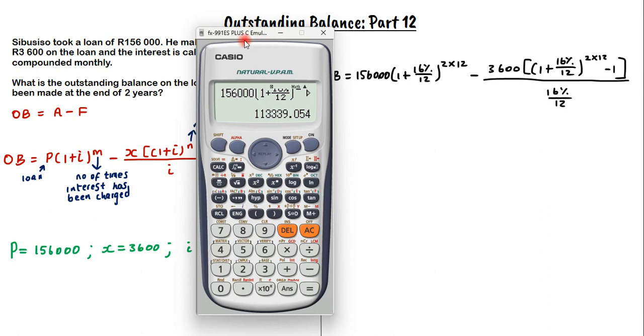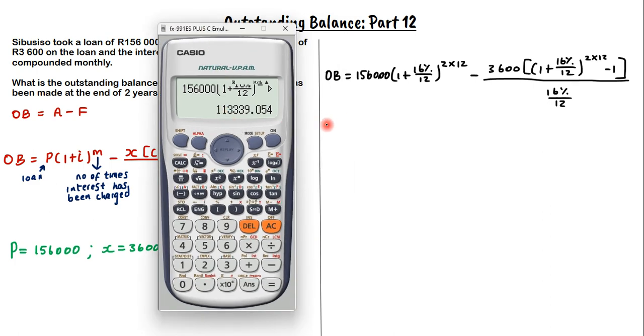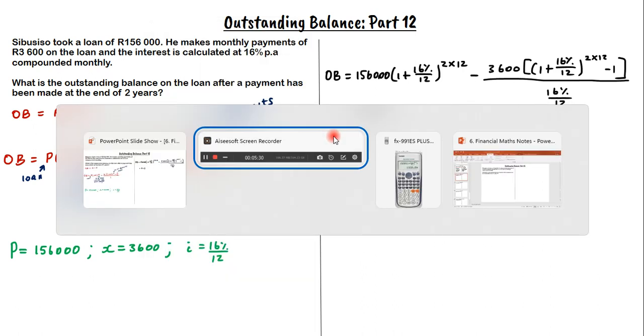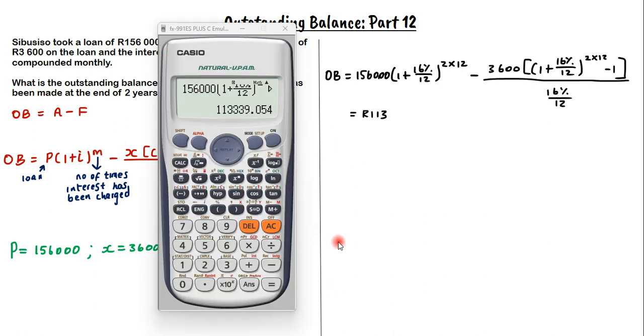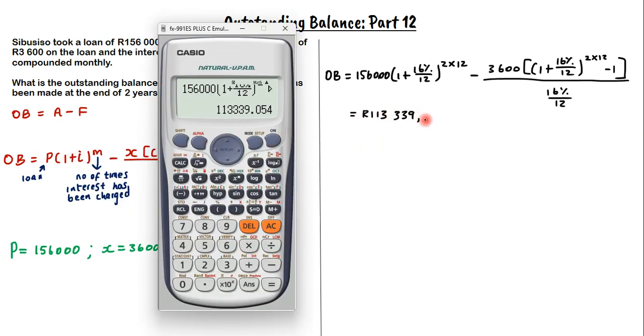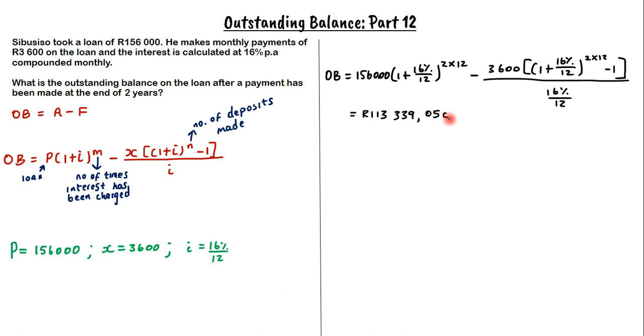So the outstanding balance here is 113,339 rand and 5 cents, and that is how we calculate our outstanding balance.